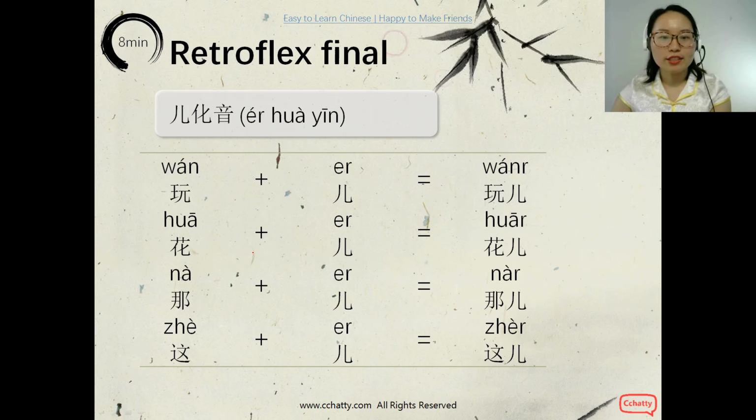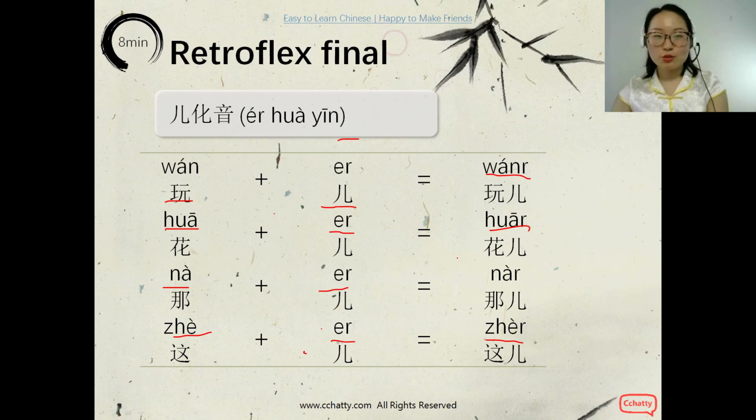And now, let's do some. When we write the final and er together, we write it like this. So, wanr, wanr, and then hua and er together, huar, huar, and then na and er together. Nar, nar means there. And then the last one, zhe and er. So, zher, zher means here. Okay, this is the retroflex final.